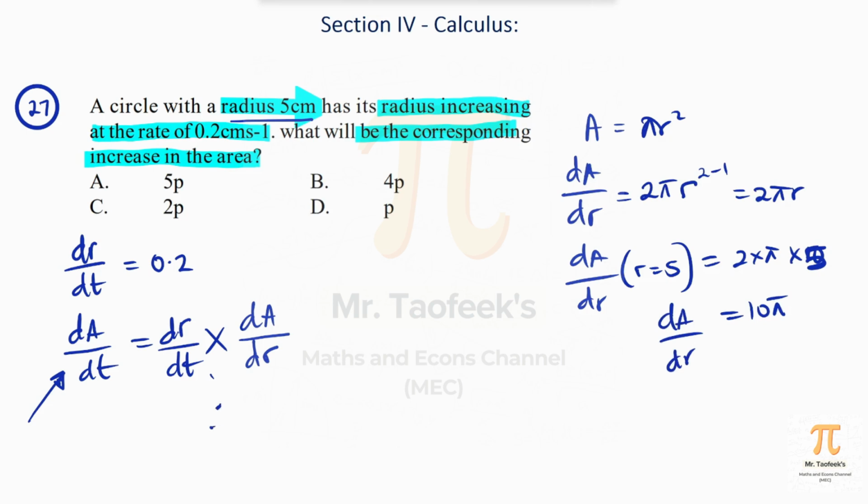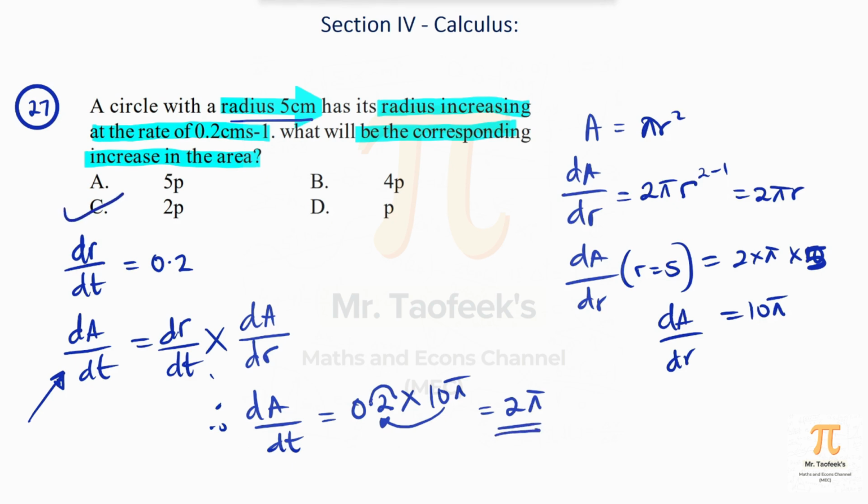So therefore, our rate of change of the area with respect to time, which is dA over dt, is going to be dr over dt, which is 0.2, times dA over dr, which is 10 pi. Okay, and 0.2 times 10 pi. Mathematically, we know that's just going to be 2 pi, because this 0 will move your decimal point forward by 1, so you have 2 pi. So 2 pi is the answer, and the answer is C. I believe this is actually meant to be pi, so they meant 2 pi.